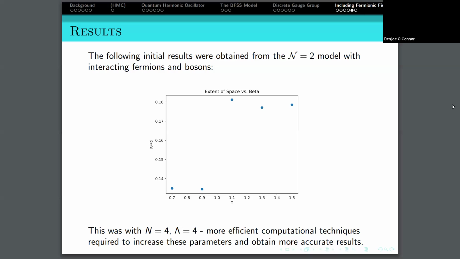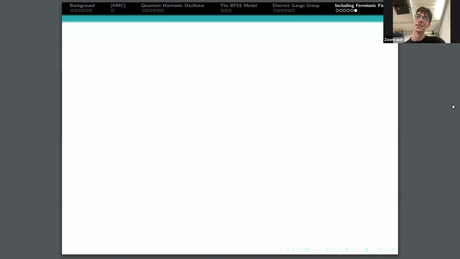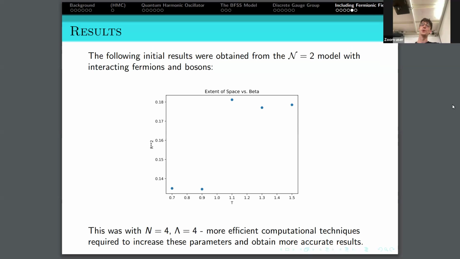But to do that, I'd need more efficient computational techniques, which I just didn't get around to before this presentation. So again, it's a proof of concept that things are working, but not the complete results that we were hoping for. But that brings us to the end of our presentation.